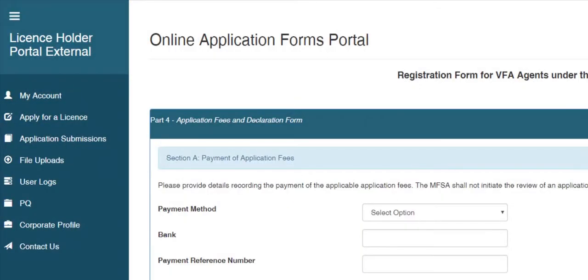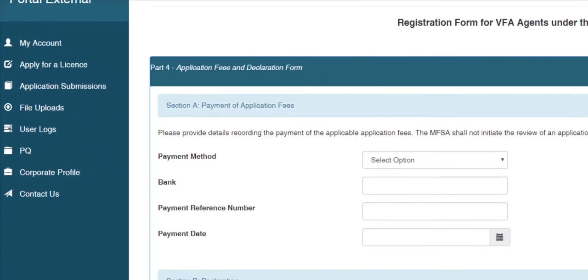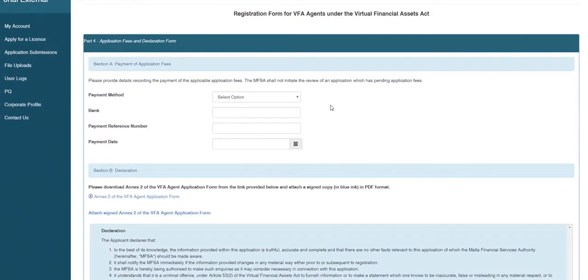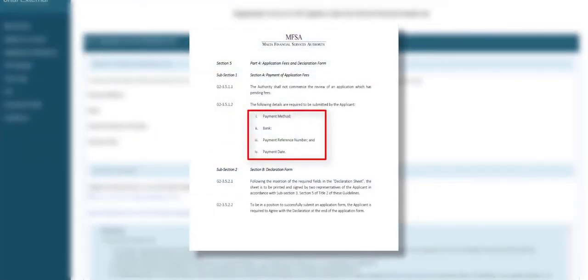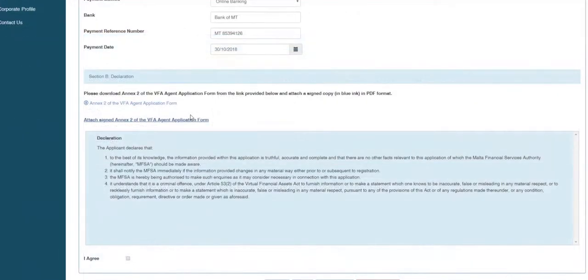Part 4. Application fees and declaration form. Section A. Payment of application fees. The authority shall not commence the review of an application which has pending fees. The applicable fees may be found on the Virtual Financial Assets Regulations. The following details are required to be submitted by the applicant. Payment method. Bank. Payment reference number. Payment date.